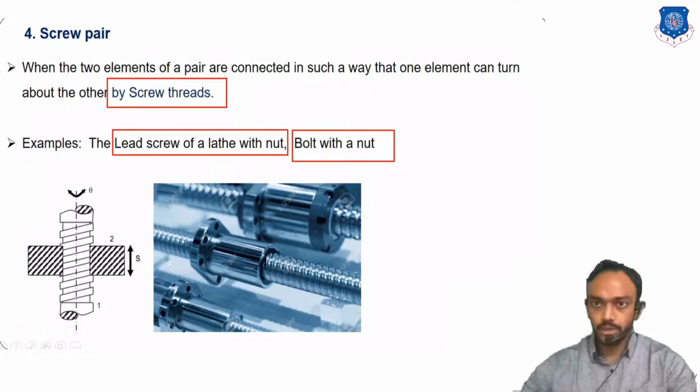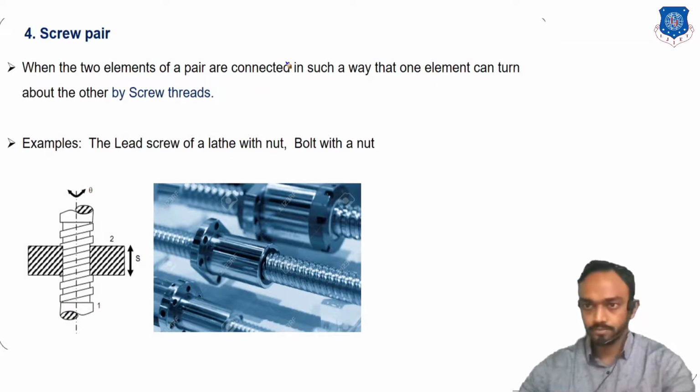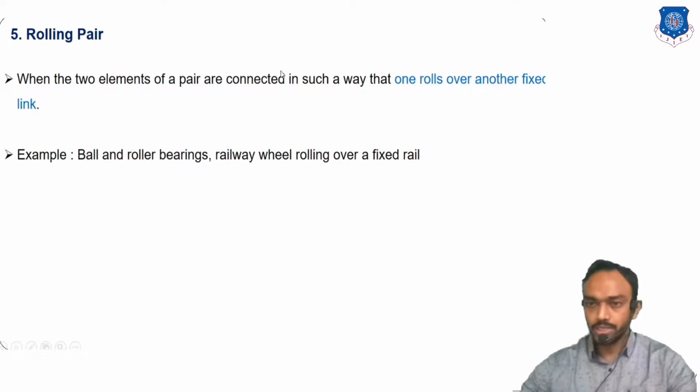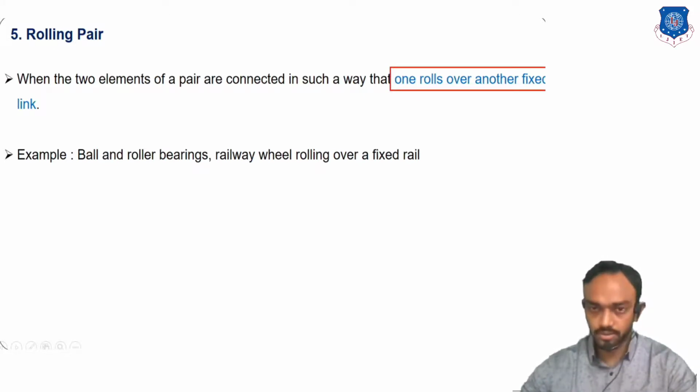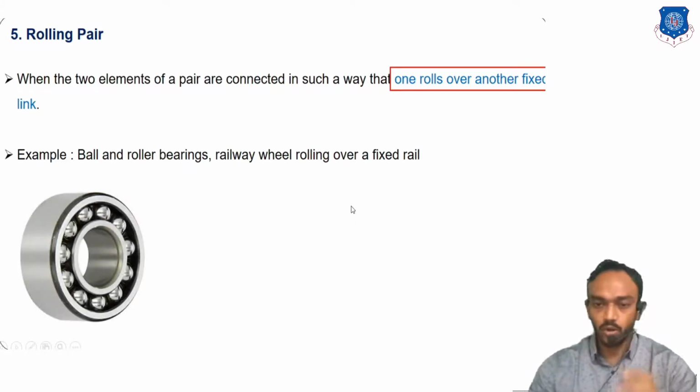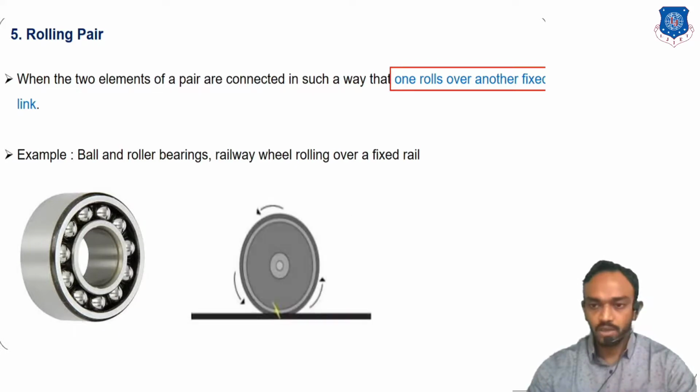So we are going to the next type of pair. It is a rolling pair. Two elements of the pair are connected in such a way that one can roll over the other fixed element. Means one is fixed, and above that one element is rolling. As an example, a ball bearing, in which balls are rolling on a fixed base, or the railway wheel which is rolling over the rail. So these are the two examples of a rolling pair. Means one is rolling over the other.